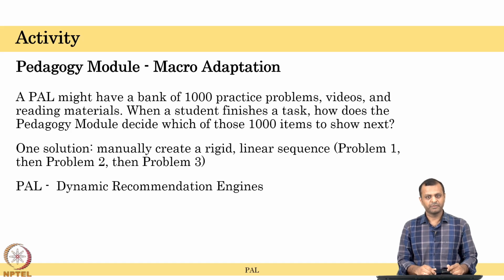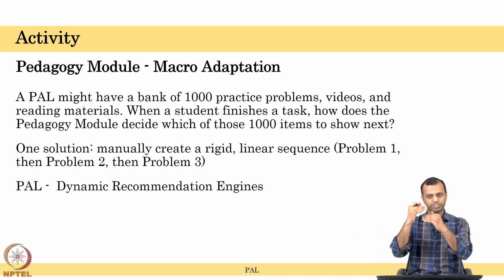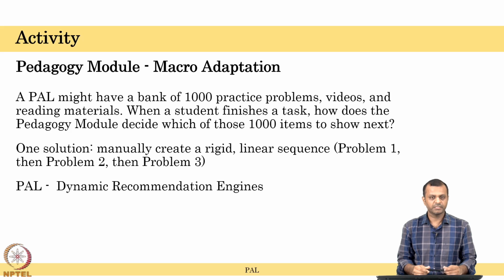One solution can be to manually create a rigid linear sequence. For example, problem 1 is done, then problem 2, then problem 3. There should be a fixed, structured order. That's perfectly all right, and it works very well. But we could have a dynamic recommendation engine, which has already been popular in other domains. Let's see one of them.